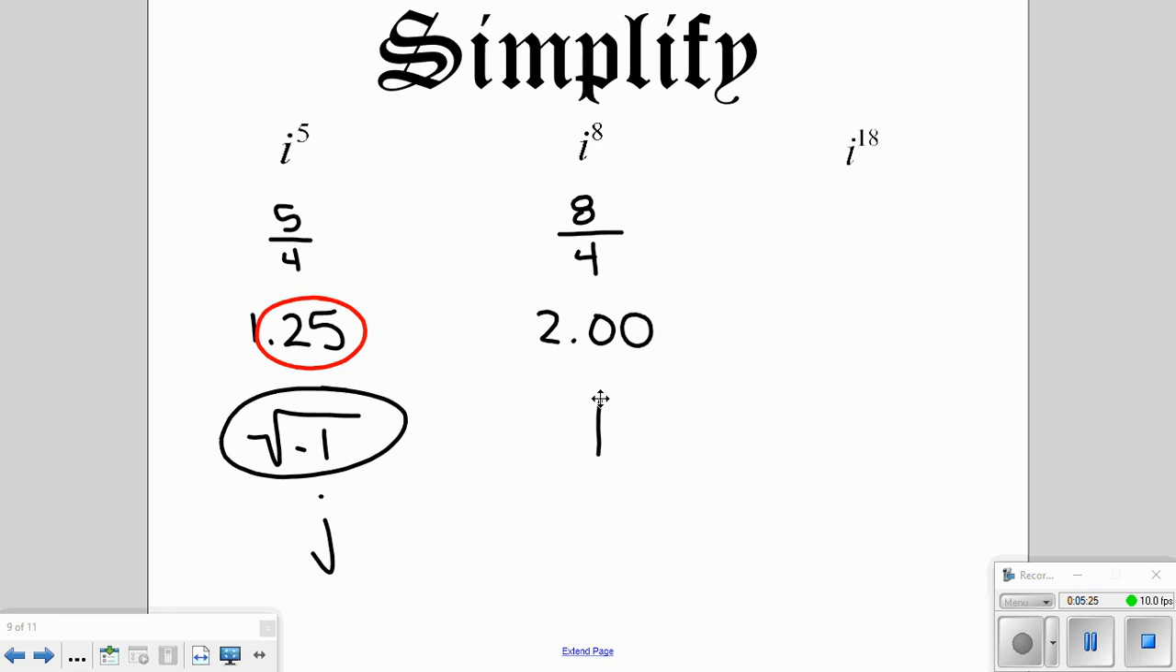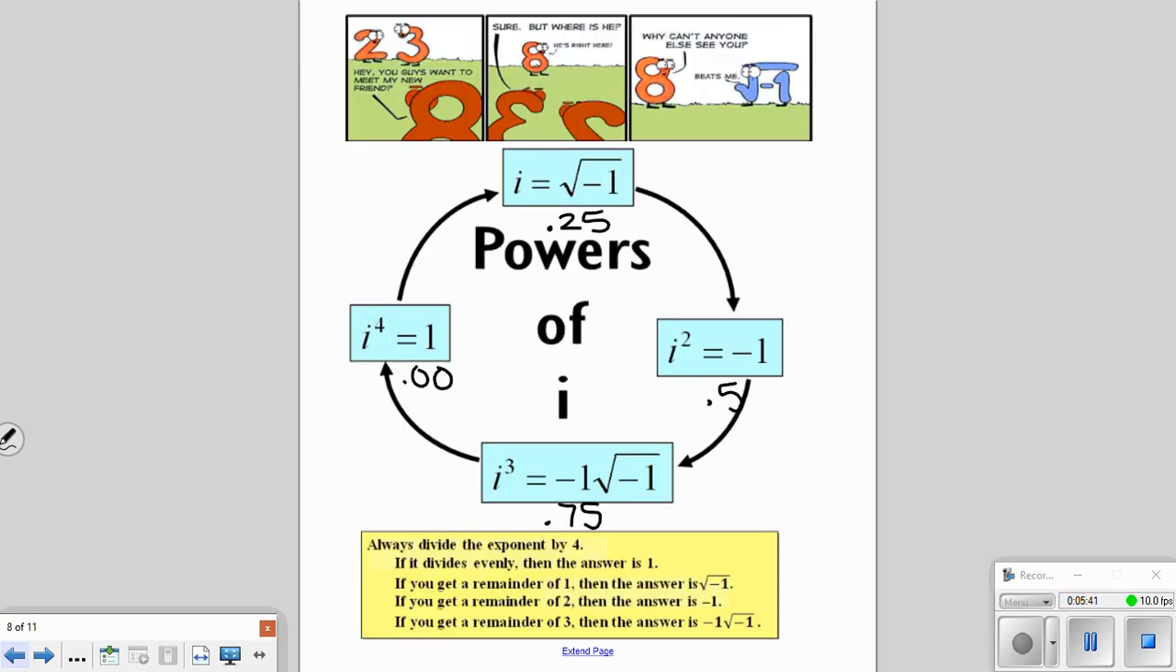We do 18 divided by 4. If we do that, we get an answer of 4.5. The 0.5 is our remainder here. So if we look back on our chart, 0.5 gives us an answer of -1.